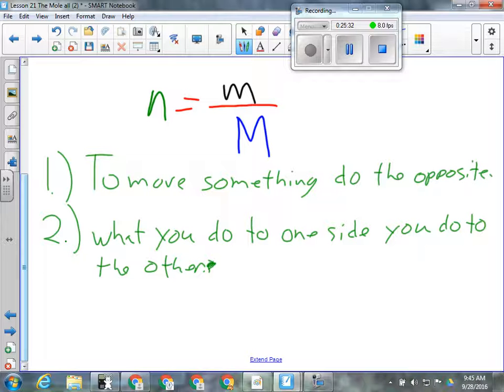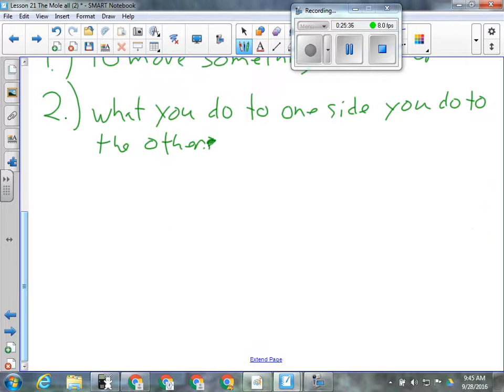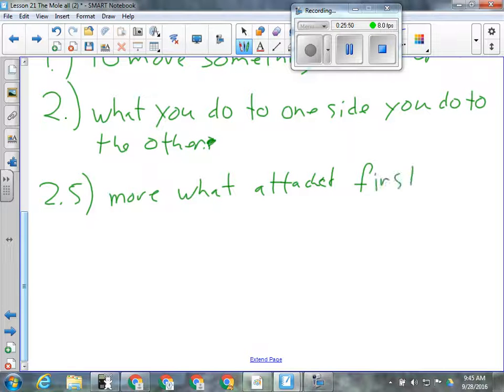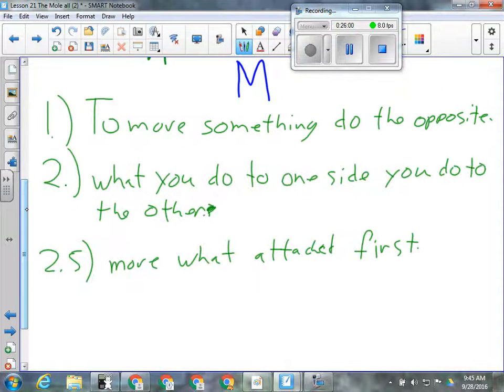The half rule, which you won't even use in the chemistry unit. Rule 2.5 is to move what is not attached first. And by not attached, I mean not attached to what you're looking for. I'll show you what I mean here in just a sec. Those are the 2.5 rules of algebra.